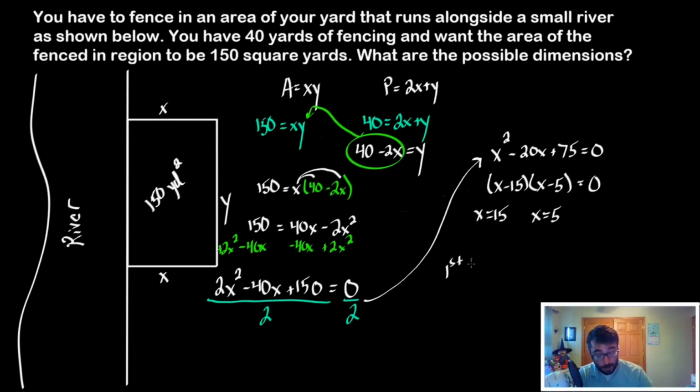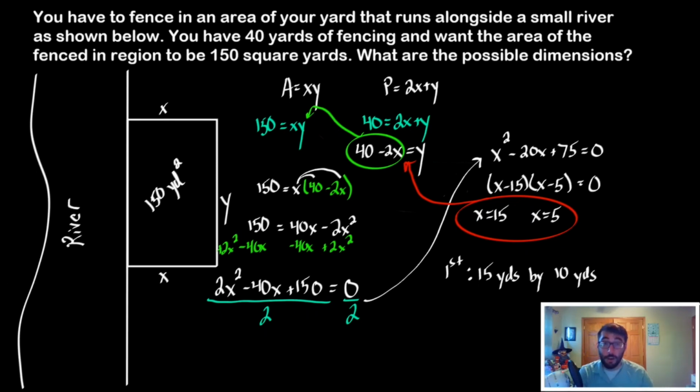The first possible dimension, well, we could have 15 yards by, and to find the other one, just like we did with systems of equations, I can take these and substitute them in for here to solve for y, and that's going to get me what my other variable is going to be. So if I substitute 15 in here, that would be 40 minus 30, which is 10. So one possibility would be 15 yards by 10 yards.